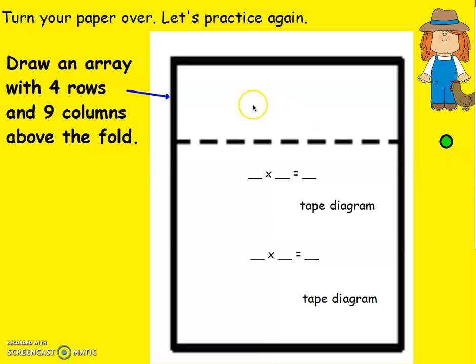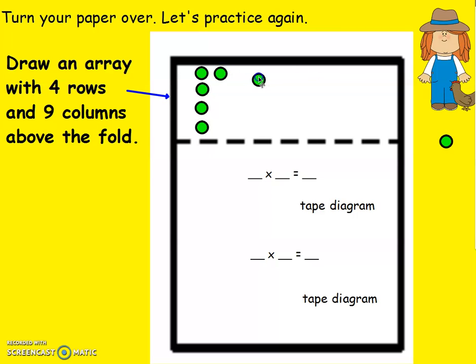Okay, so let's try it again. So I'm going to start with the array model, and I'm going to help you guys make the array model. 4 rows and 9 columns. So we need 4 rows. So 1, 2, 3, 4. And we have 9 in each row.